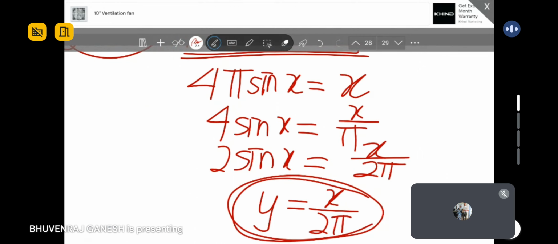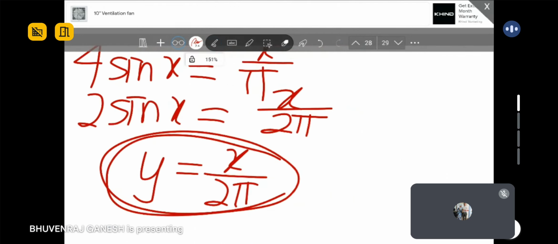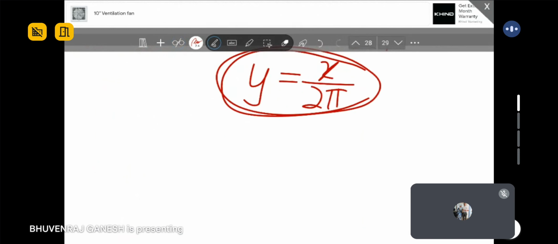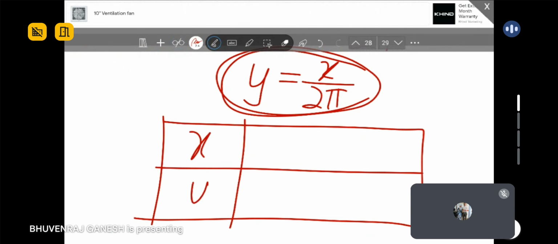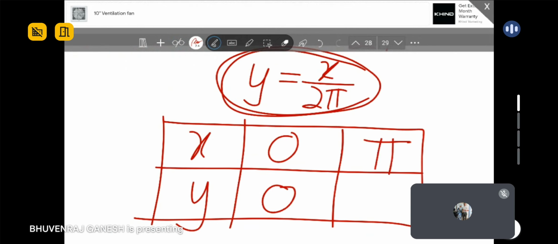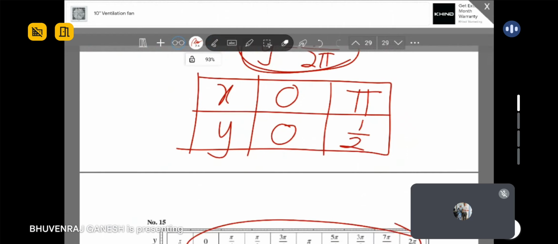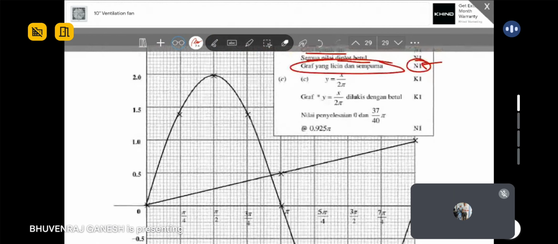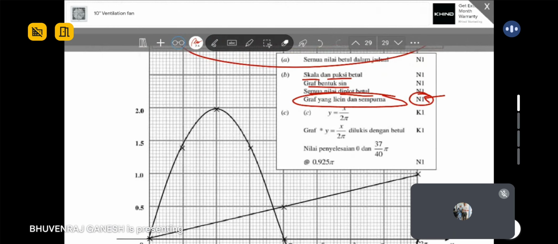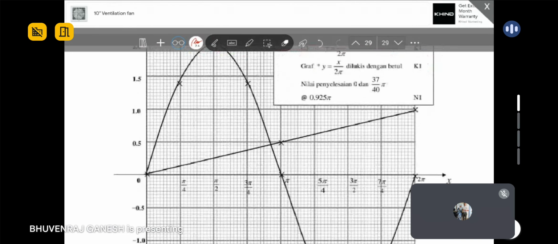So you guys just need to draw the straight line. This one. Lukis garis lurus yang ni saja. So basically you guys can plot some points. So straight line just need 2 points, 2 titik saja. So x is 0, y is 0, x is pi, y is 1 over 2. Just plot these two values, okay, on your graph. So this is your straight line. Ini adalah garis lurus.